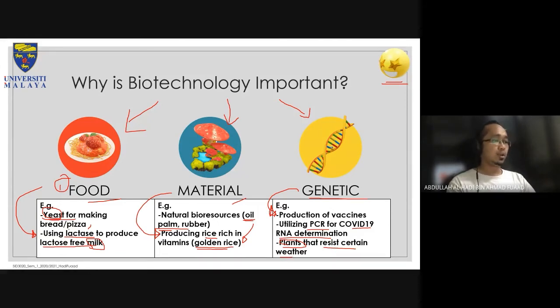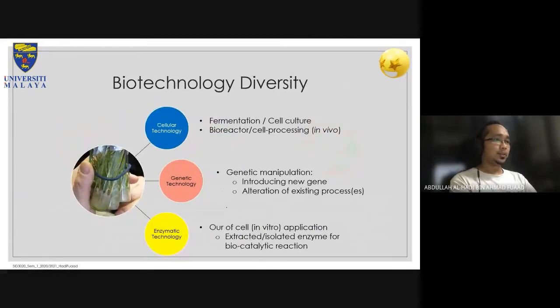Okay, so these are all the importance of biotechnology. Even though you don't really say it nowadays, how are these related to chemistry? I will show it to you soon. Okay, so biotechnological diversity. We have three main subheadings. The first one is cellular technology, which is fermentation, cell culture, a bioreactor again. So you see this bioreactor for the second time.